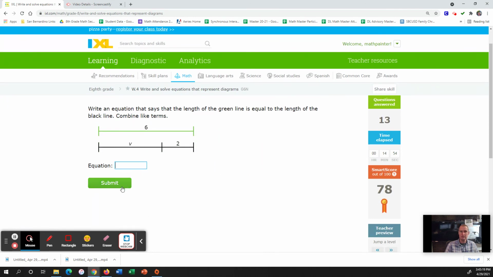All right, last problem. Write an equation that says the length of the green line is equal to the length of the black line. So combine like terms. Well, there's nothing to combine. It's v plus 2. We can't call it 2v because 2 is a constant and v is a variable. So them two cannot go together. So we got 6 equals v plus 2.